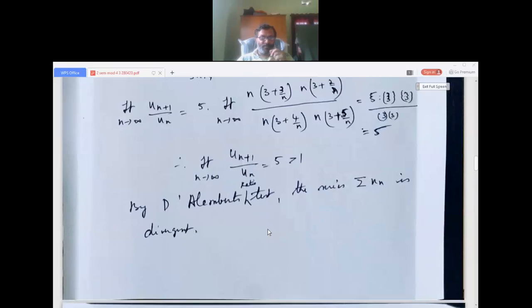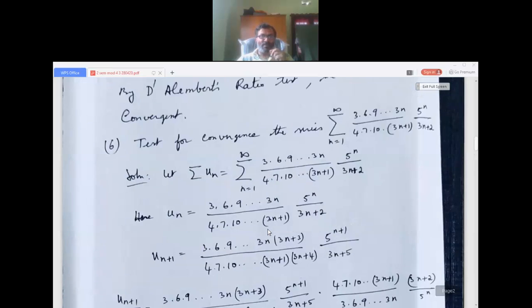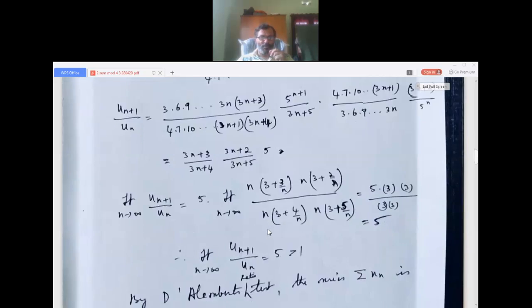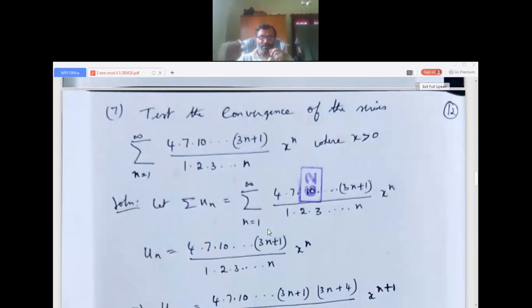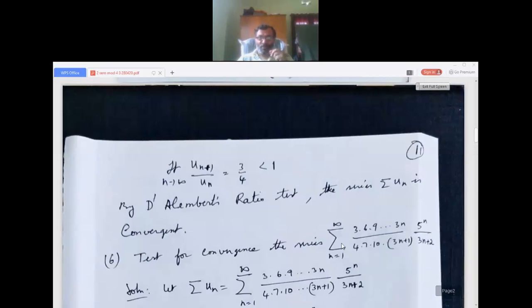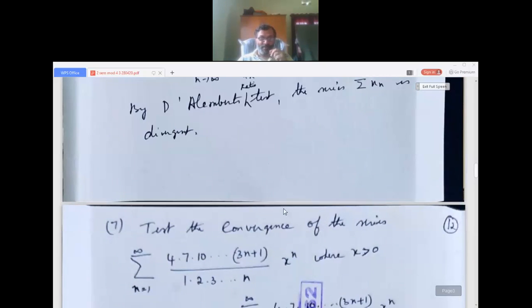Now, the next problem, test the convergence of the series. This was one type of problem. This is the same type of problem. Test the convergence of the series, but the only difference is that in the previous problem there is no x, but in this problem there is x. So you have to be a little bit careful.